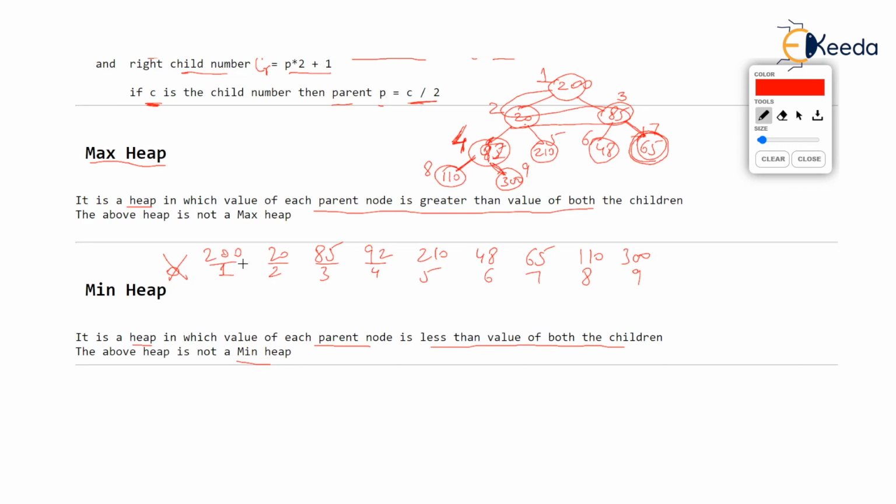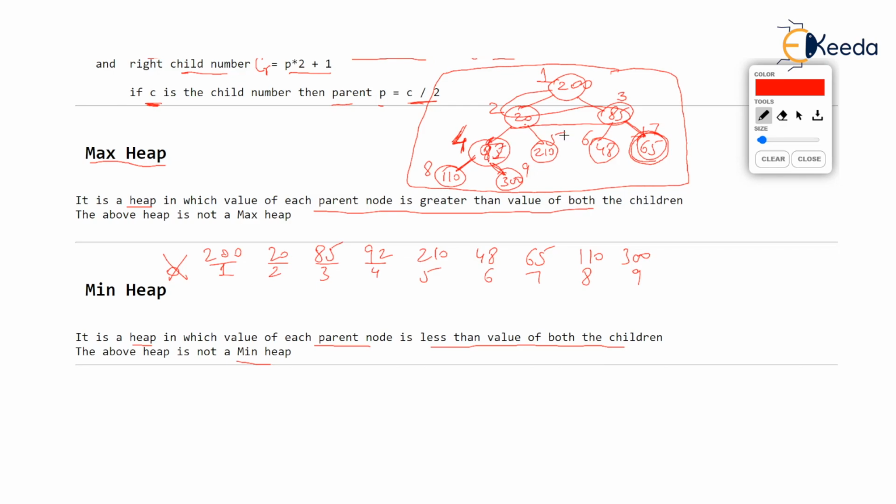Now, is this a max heap? The heap that I have drawn, is this a max heap? No, it can't be. Every parent must be greater than its children, isn't it? Although you see that the very first parent, 200, is greater than both the children, 20 and 85, 20 spoils the show. The second node spoils the show. 20 is the parent of 92 and 210. How come? For a max heap, every parent must be greater than both the children. So the rule of max heap is not obeyed by the second parent. Hence, the entire heap will not be termed as a max heap.